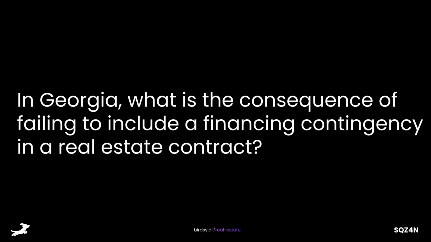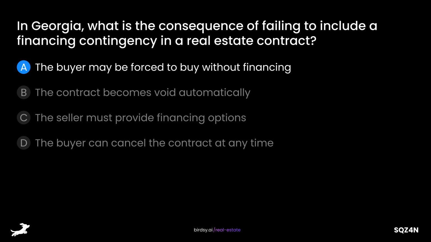In Georgia, what is the consequence of failing to include a financing contingency in a real estate contract? Is it A, the buyer may be forced to buy without financing, B, the contract becomes void automatically, C, the seller must provide financing options, or D, the buyer can cancel the contract at any time? The answer is A, the buyer may be forced to buy without financing.